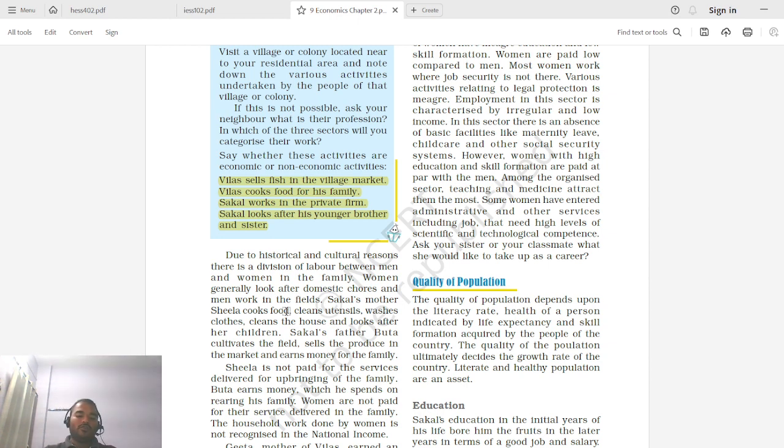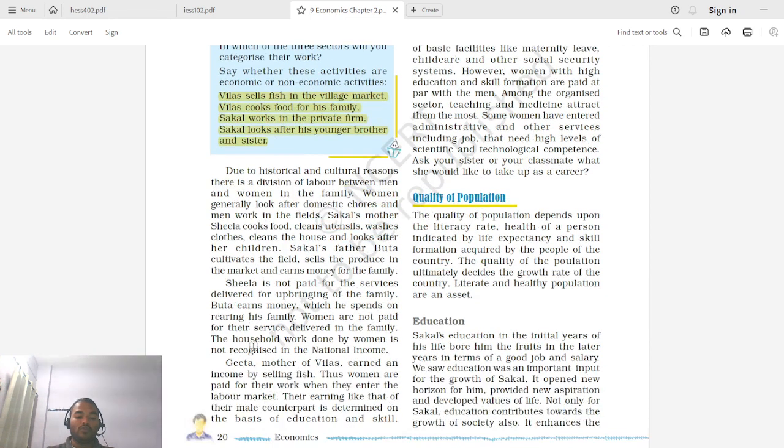Sheila is not paid for the services delivered for the upbringing of the family, but Buta earns money which he spends in rearing his family. Women are not paid for their services delivered in the family. The household work done by women is not recognized in national income. So what happens is, a woman who is involved in her day-to-day activities at the house is not paid.